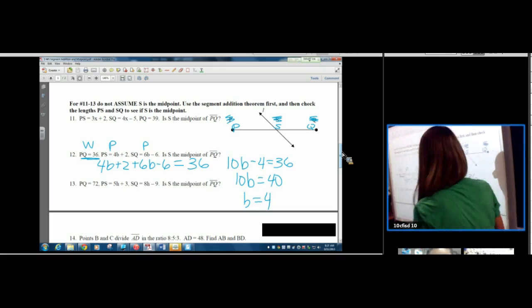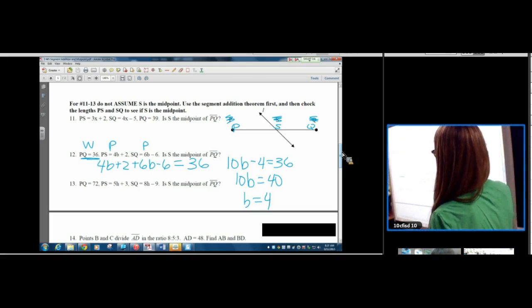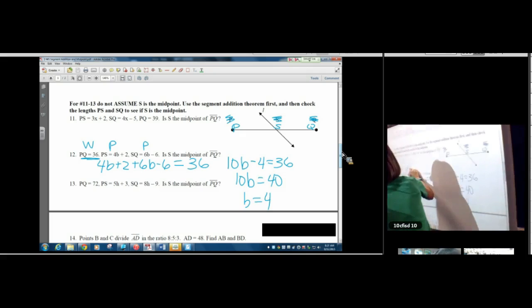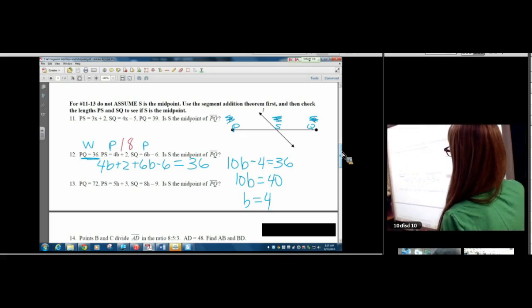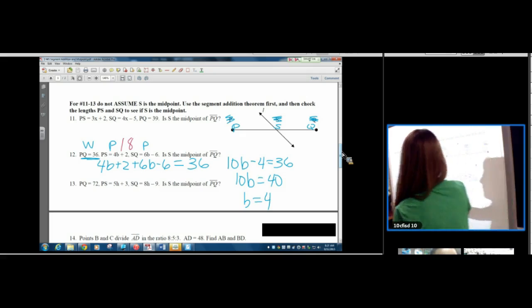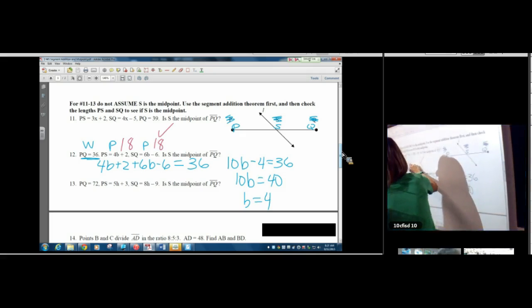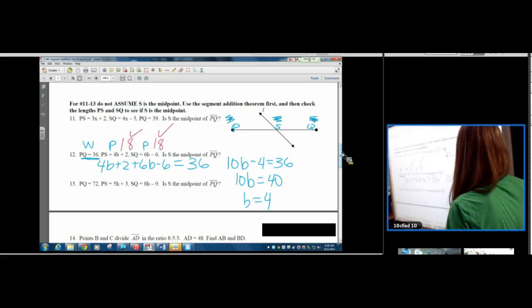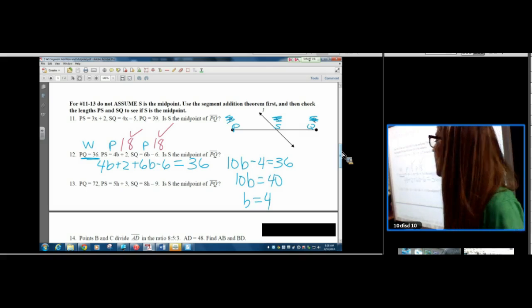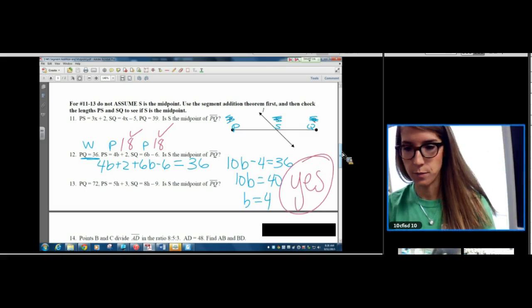All right, so 4 times 4 plus 2. That's 18. 6 times 4 minus 6. That's 18. 18 equals 18, so yes, S is the midpoint of PQ.